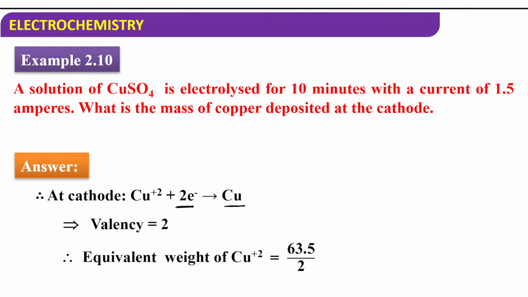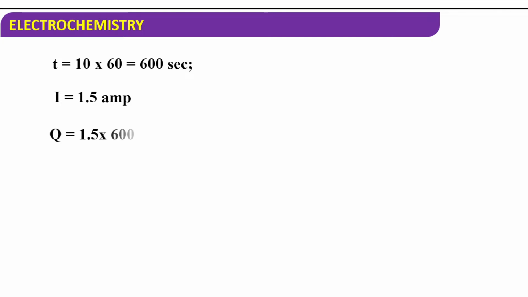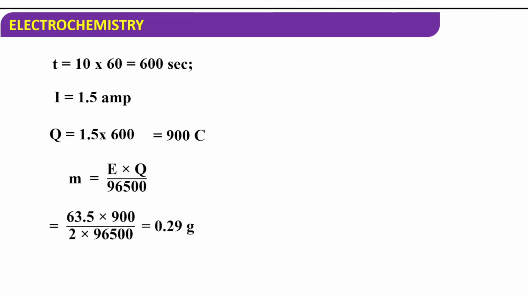So the equivalent weight of copper is 63.5 upon 2. Time in seconds is 10 into 60, 600 seconds. Current in ampere is 1.5. So the quantity of electricity is 1.5 into 600, 900 coulombs. So mass is equal to E into Q upon 96500. In this way you can do it, it is up to you. So the value comes out to be 0.29 gram.